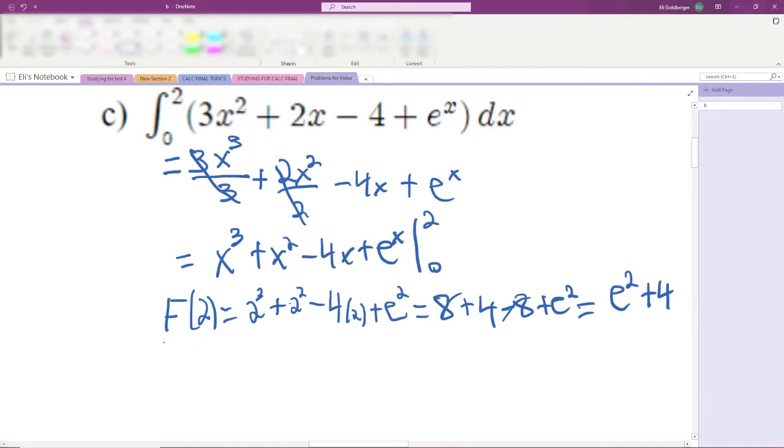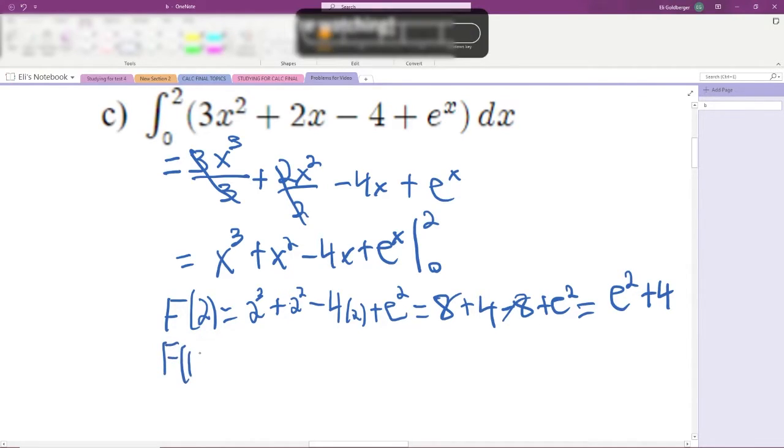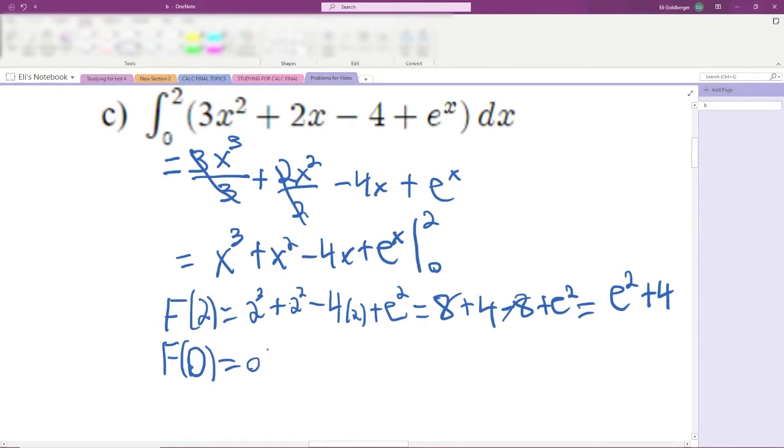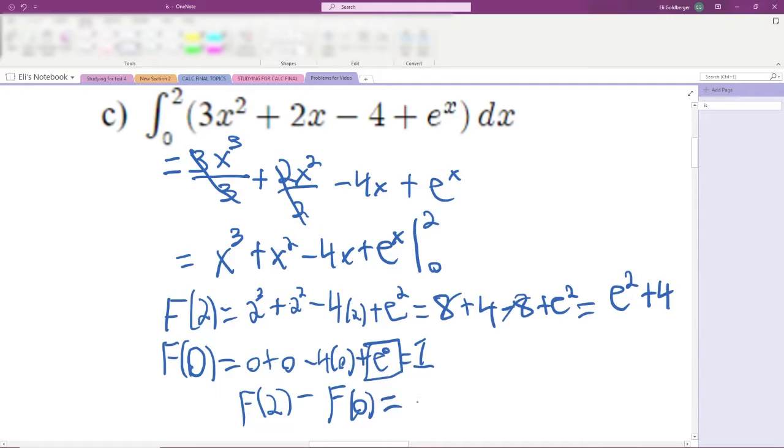f of 2. Now when we go to do f of 0, we're going to get 0 plus 0 minus 4 times 0 plus e to the 0, which, you can ignore everything up until the e to the 0, because the e to the 0 is just going to be 1. So now when we do f of 2 minus f of 0, that is just our e squared plus 4 minus 1, which just gives us e squared plus 3 as our answer.